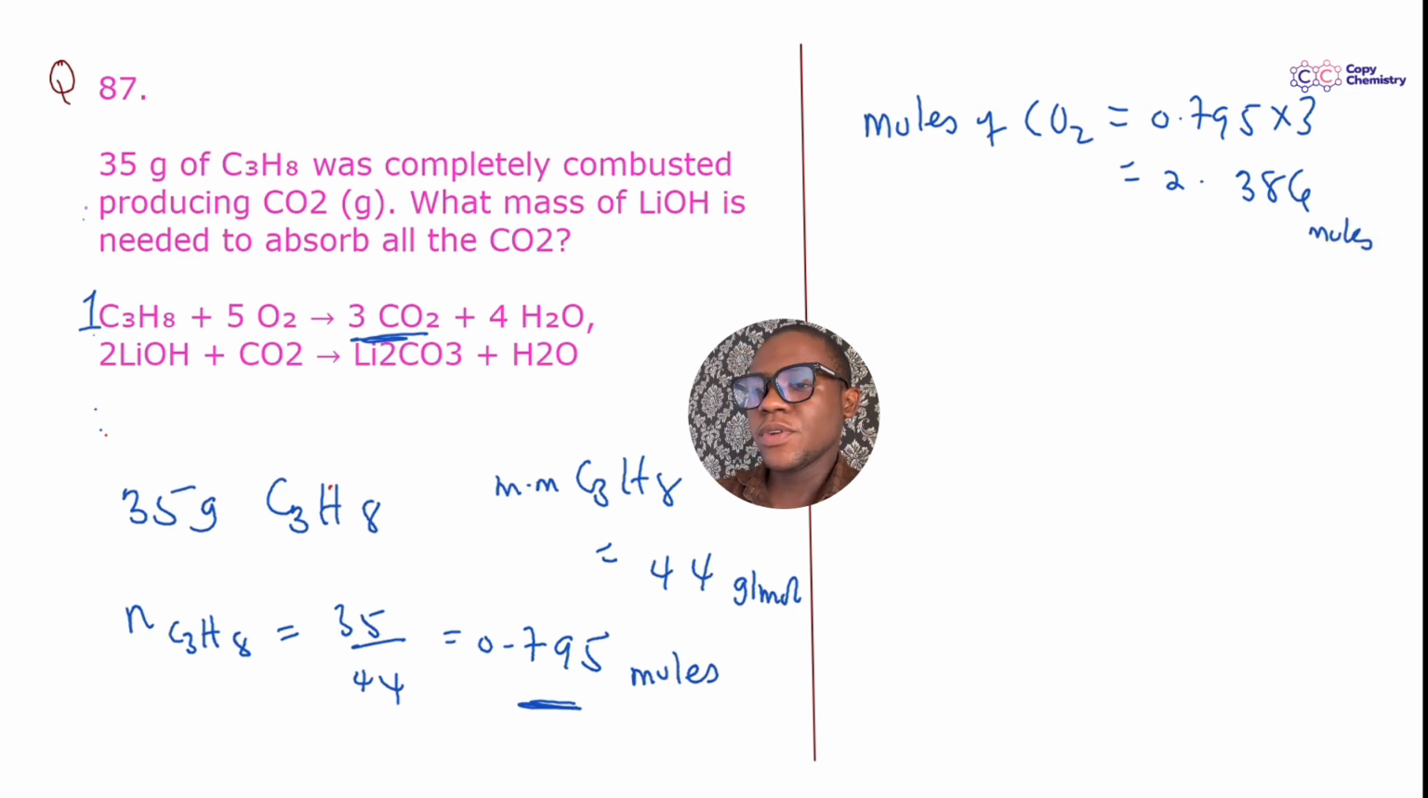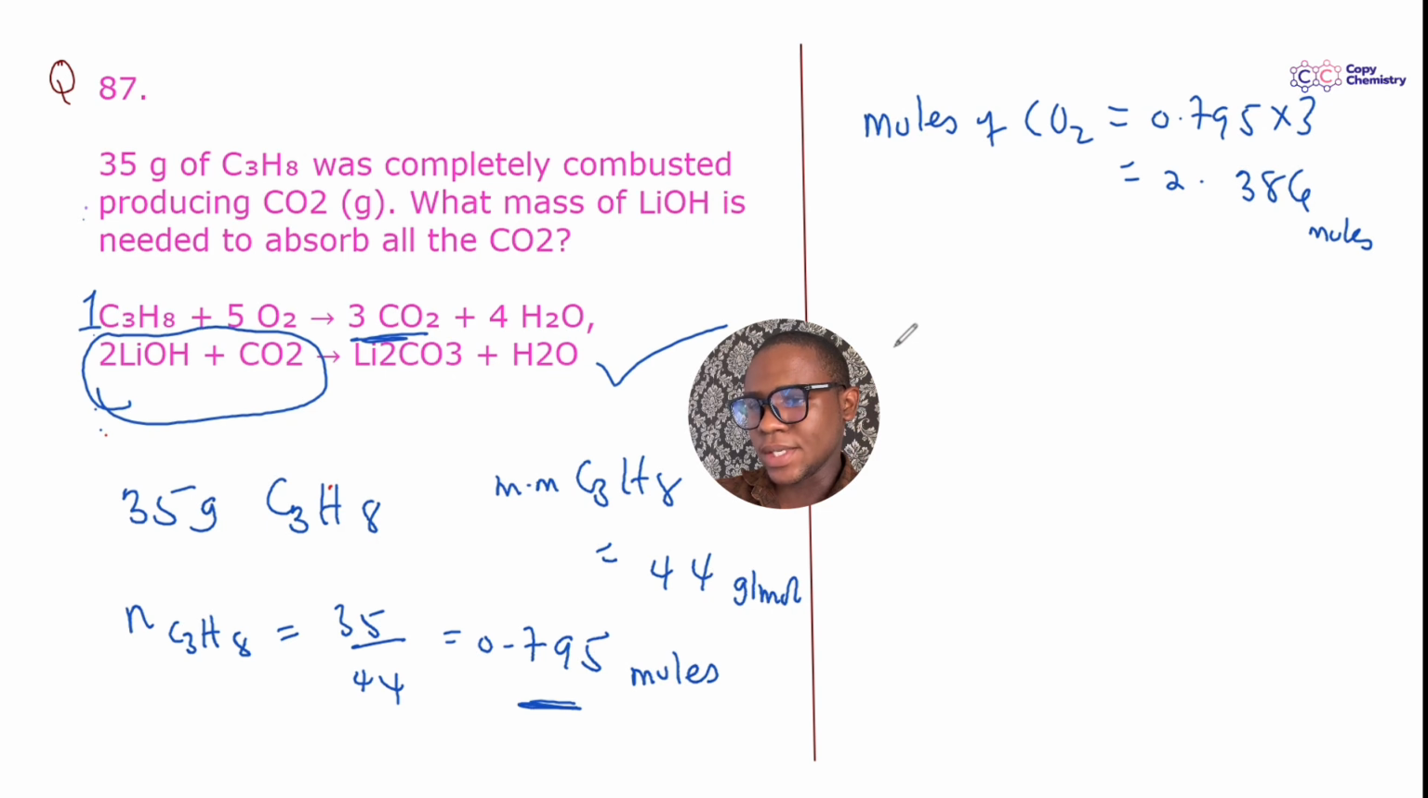Now, what mass of lithium hydroxide is needed to absorb? The lithium hydroxide should absorb the CO2. It means that the lithium hydroxide should react with the CO2. And that's why they gave us this second equation of reaction, okay? So we are producing 2.386 moles of CO2, and we need to figure out the amount of lithium hydroxide that should react with it. You see that? So from the second equation, I hope it's balanced.